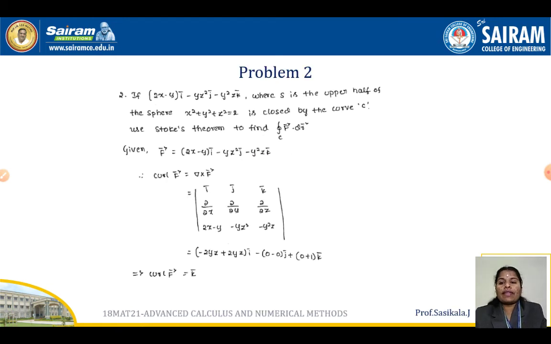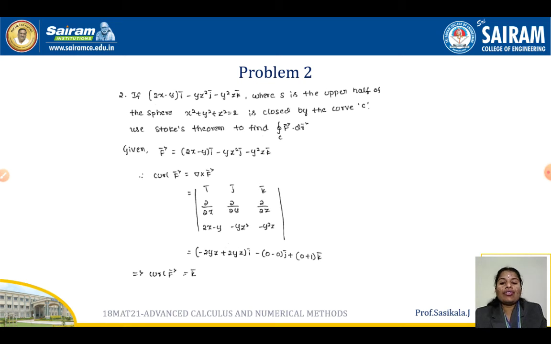So we'll go with one more example. If f vector is (2x minus y) i vector minus y z squared j vector minus y squared z k vector, where S is the upper half of the sphere x square plus y square plus z squared equal to 1, bounded by the closed curve C, use Stokes theorem to find the integration over the closed curve C of f vector dot dr vector. Okay. So here also the sphere equation is given, and the vector point function f vector has been mentioned, and we need to find the integration of the closed curve C of f vector dot dr vector.